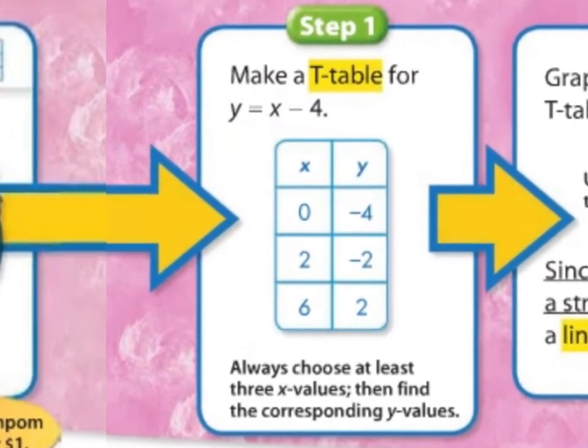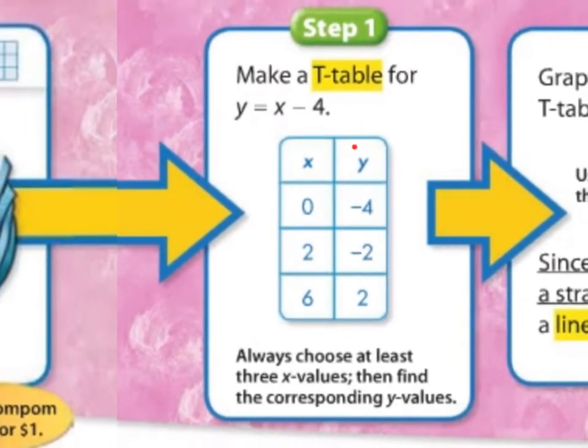So what we're going to be working with today, they call them t-tables. I just say they're up and down x and y tables. And so here we have a t-table for this equation. Now, how did they come up with these x values? Well, they pretty much just chose 3 numbers. It doesn't matter. And specifically, they chose 0, 2, and 6.